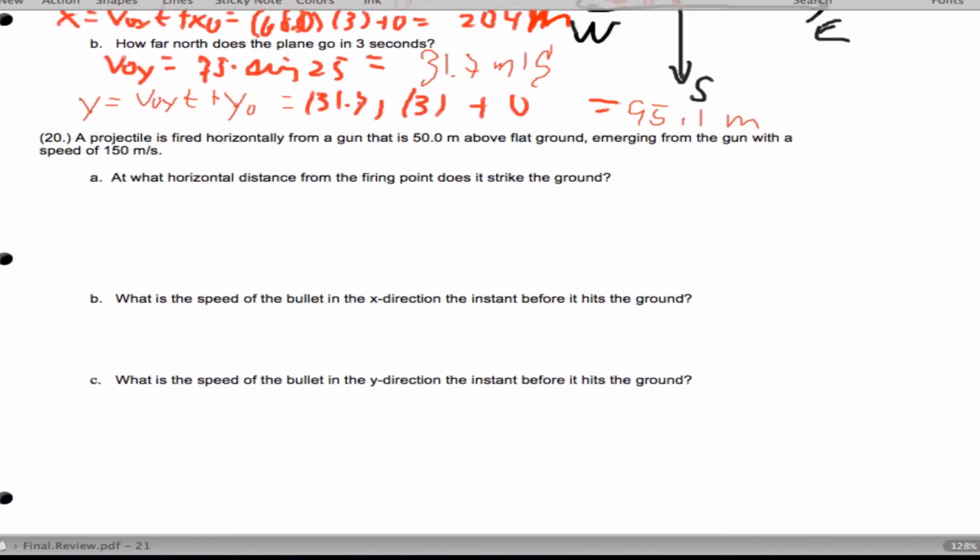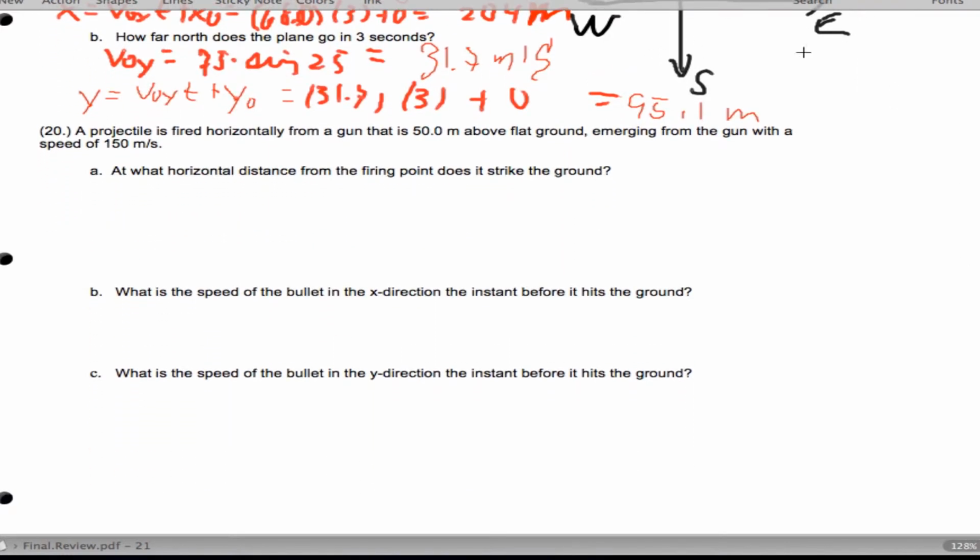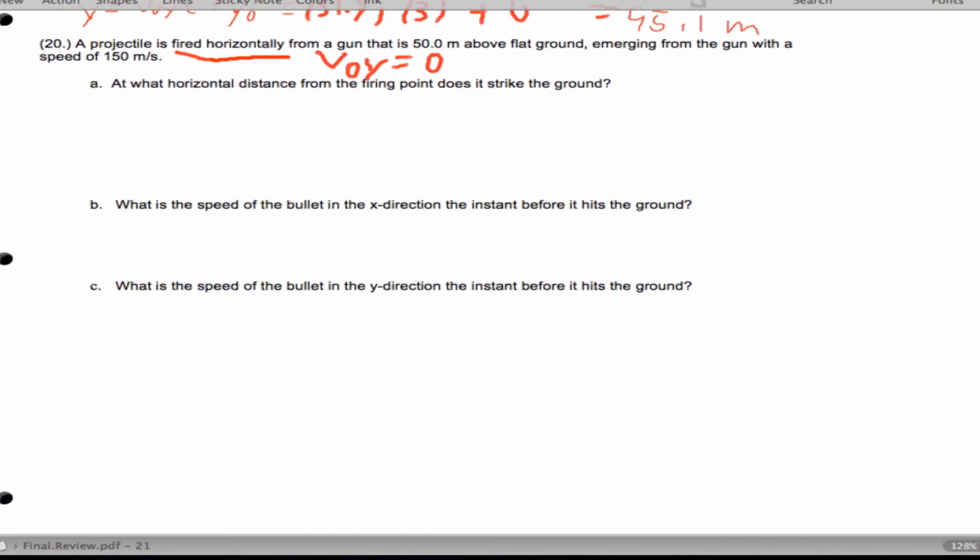Next question. Question number 20. Once again, we fired horizontally. This goes back to a multiple choice thing that we did before. So that automatically means v naught y equals 0. Please remember that. So let's go ahead and we're going to do this problem like this.